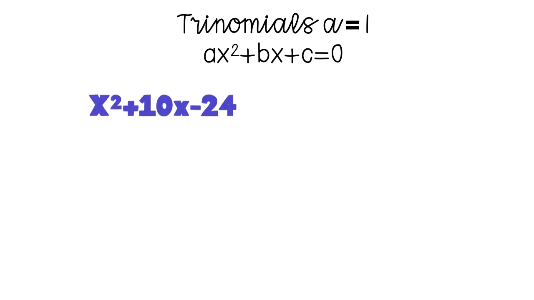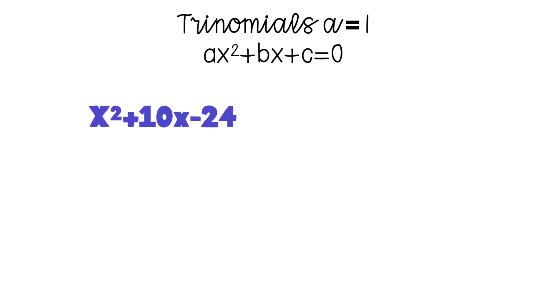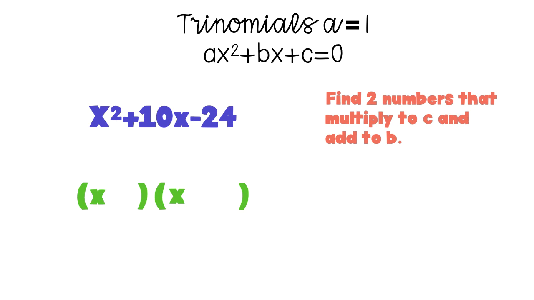Let's look at another problem. Again, a is 1. I can immediately open up two sets of parentheses. Pop an x in the front right away. I need two numbers that multiply to c and add to b. Let's list our factors of 24. 1 and 24, 2 and 12, 3 and 8, 4 and 6. Which one of these is going to multiply to 24 but add to 10? 2 and 12 are going to be my answers.